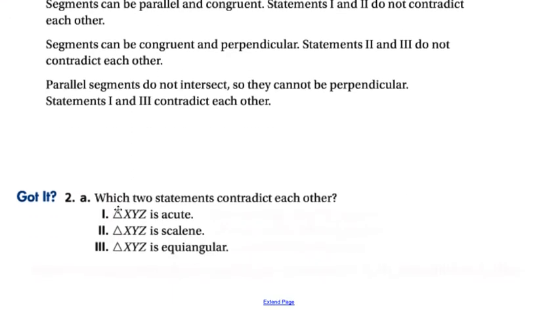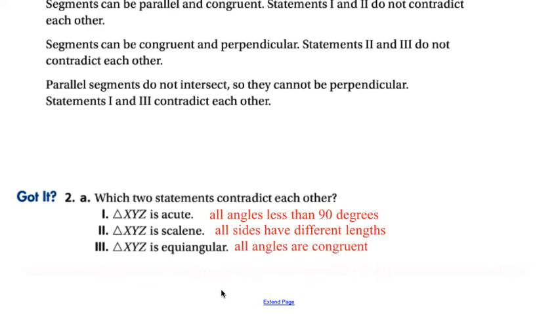Here's a chance for you to try. Go ahead and pause the video again. Here's 3 statements. See if you can figure out what the contradiction is. So you might have to look up what the definition is of acute, scalene, and equiangular. And actually, let me just go ahead and give you those here. Pause the video and see if you can figure out which ones of those statements are contradictions.